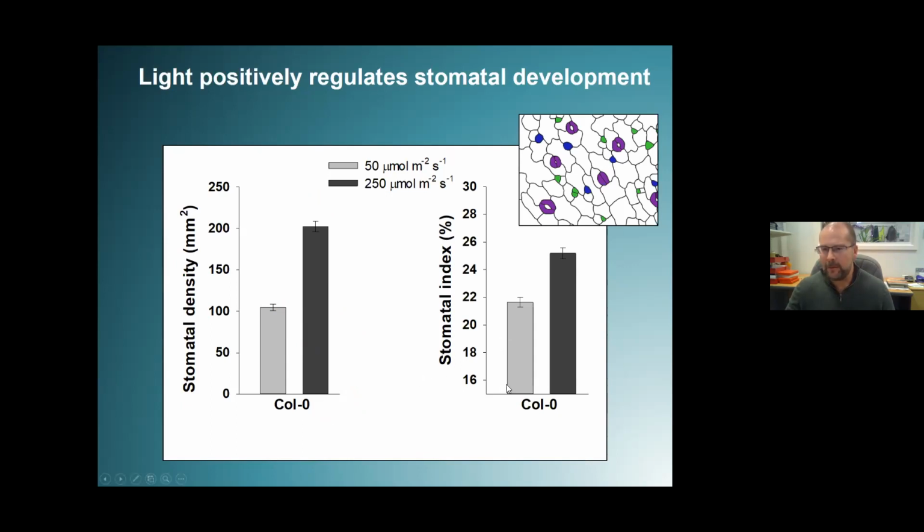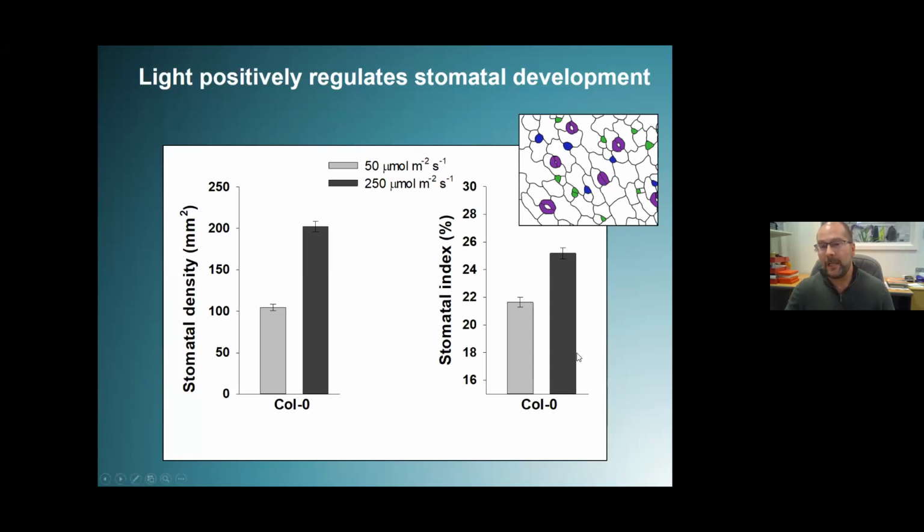However, what you can also do is count all the cells in the epidermis and then determine what the proportion of cells are actually stomata. And this is the stomatal index. And we tend to focus on the stomatal index because what it is telling you really is a probability. When you have a division event, what's the likelihood that that is going to go on within the stomatal lineage and end up forming a stomate?